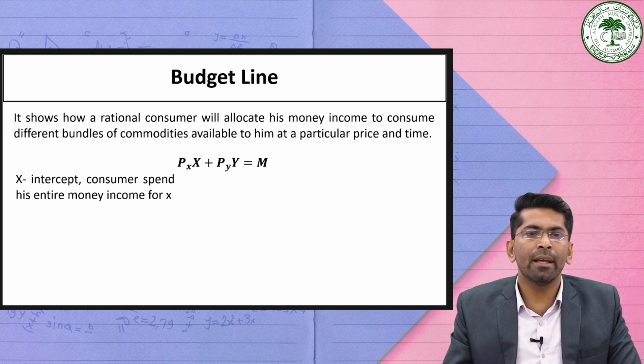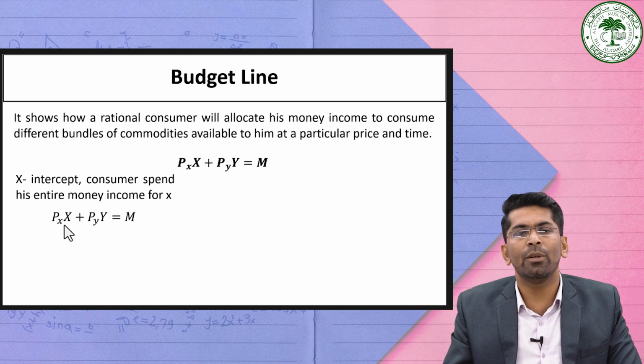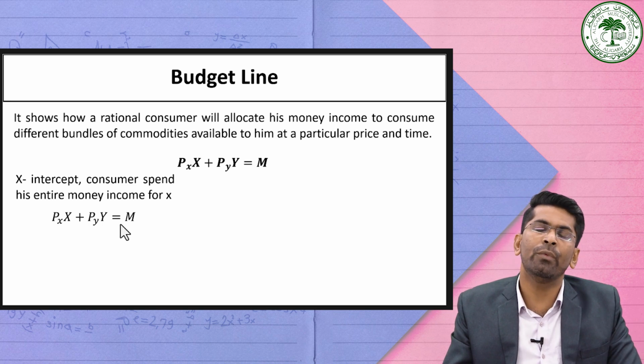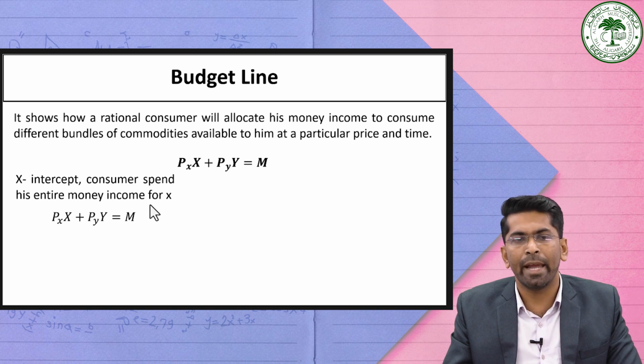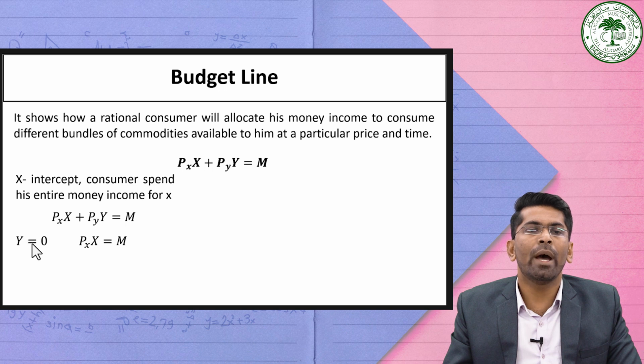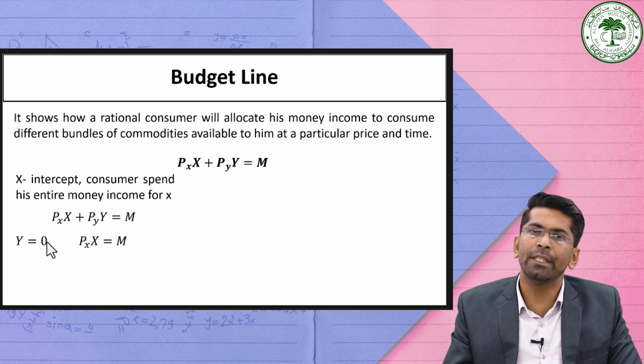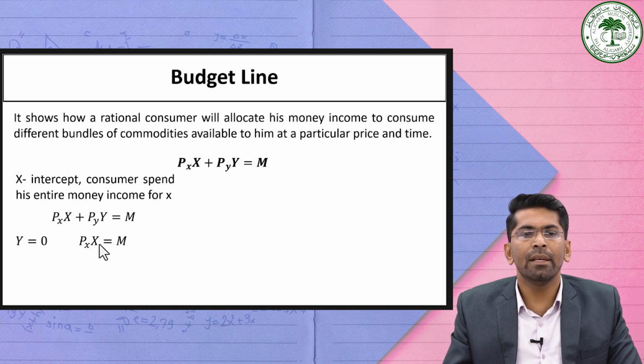Then we can derive here, see, this is our budget line, that is price of X into X plus price of Y into Y equal to M, that is his money income. Then we assume that he is going to spend his entire income on purchasing commodity X by assuming Y is equal to 0. So this Py into Y term will become 0 if you substitute Y equal to 0. Then what is remaining here? The price of X into X is equal to M.